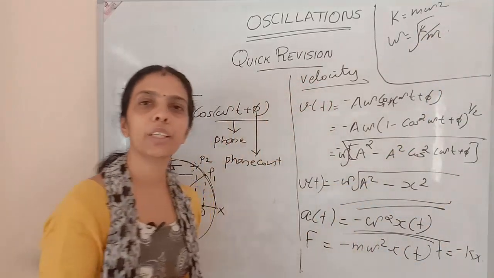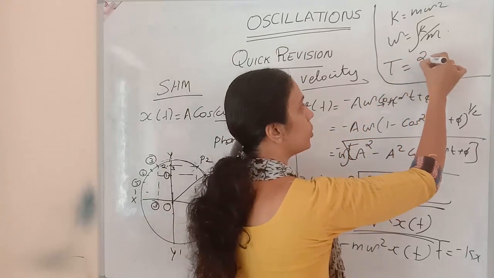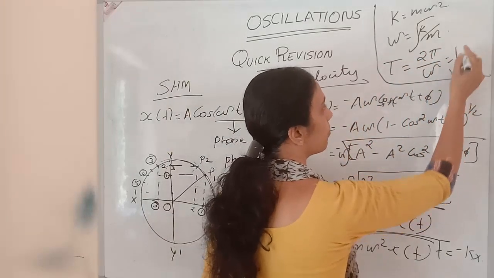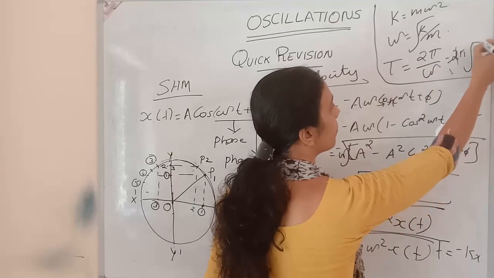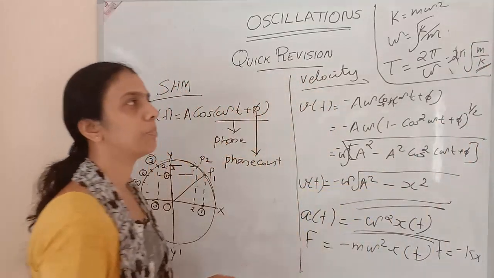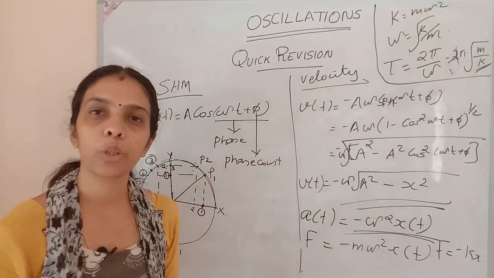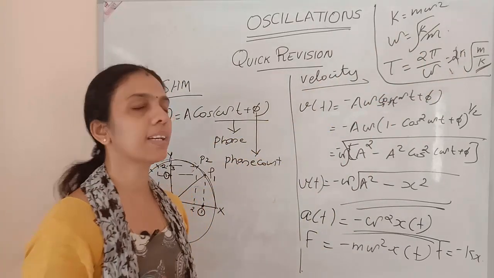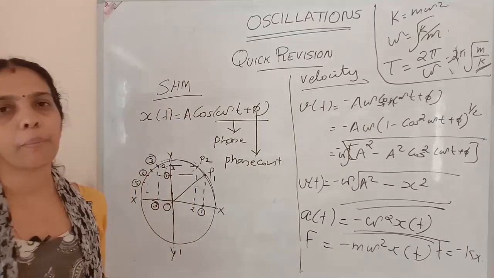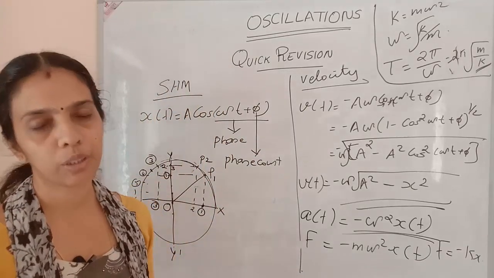Then the time period of a spring, how can we find it? Capital T equals 2 pi by omega, that is equal to 2 pi into root of m by k. Dividing by omega means taking the reciprocal, multiplying 2 pi into root of m by k. This is the period of oscillation of a spring. So the movement of a spring is also simple harmonic motion.